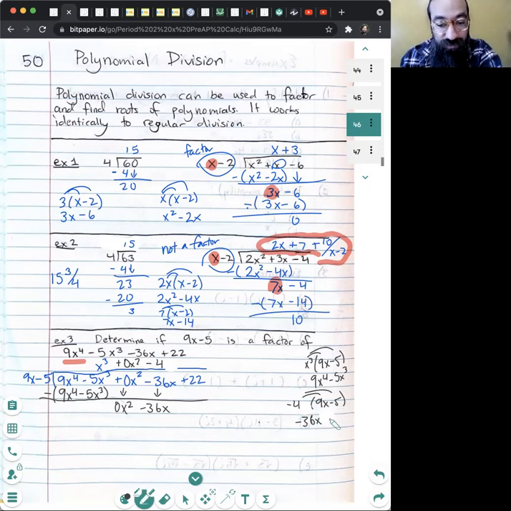Negative 4 times a negative 5. That's a positive 20. So we're going to go ahead and write that down. Negative 36x plus 20. What are we doing? Same thing we always do. We're subtracting. And look at this. We got to bring that down too. And so we're going to get negative 36x plus 36x. That's 0. Positive 22 minus 20, that's a positive 2.